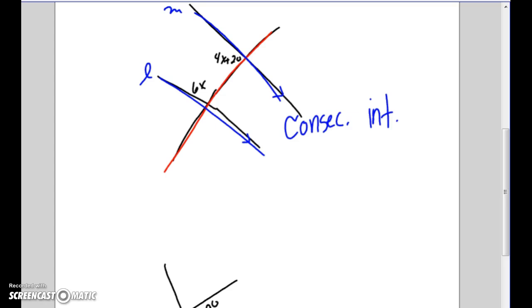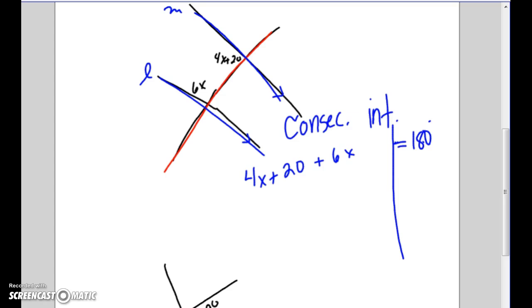What do you know about consecutive interior angles? They equal 180. What do I have to do to them to make them equal 180? Add them together. Very good. So it is 4x plus 20 plus 10x plus 20, and that's going to equal 180.